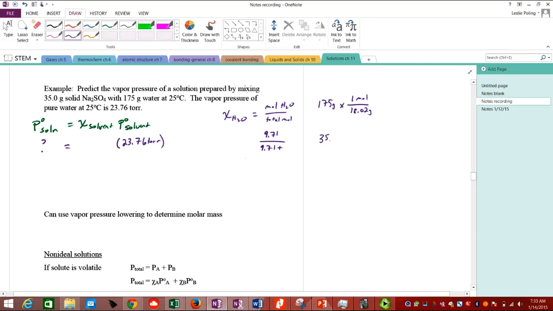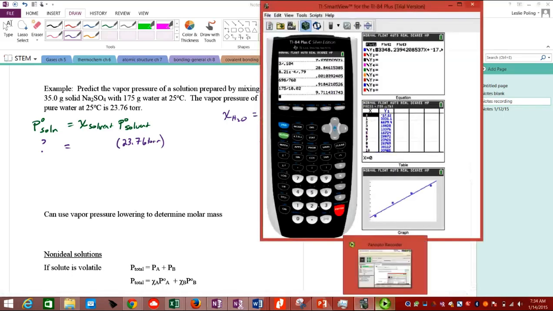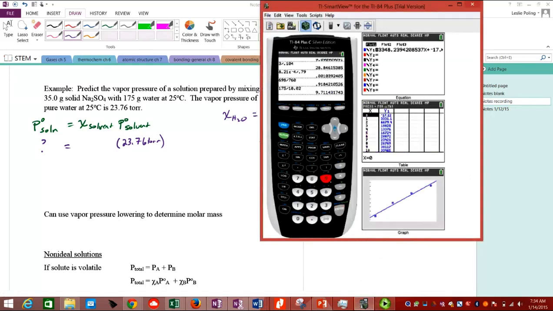So we have 35 grams of our sodium sulfate. We need our molar mass of sodium sulfate. 22.99 times 2 for the sodiums, plus 32.06 for the sulfur, plus 64 for the 4 oxygens, so 142.02. So we have 35. We need to divide by it, so we can do second function answer. And we know we have 0.246 moles.